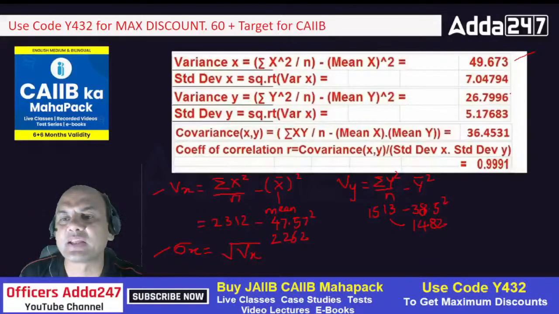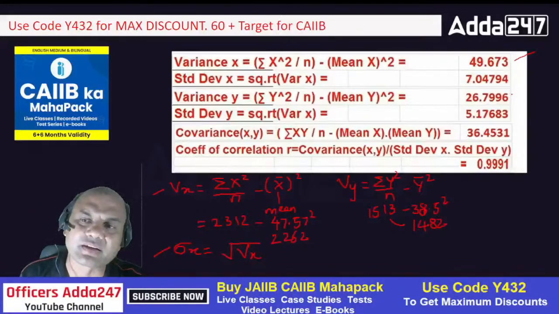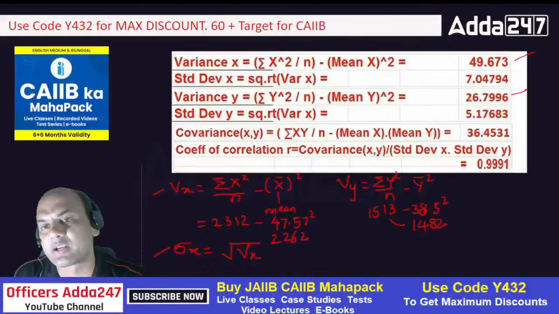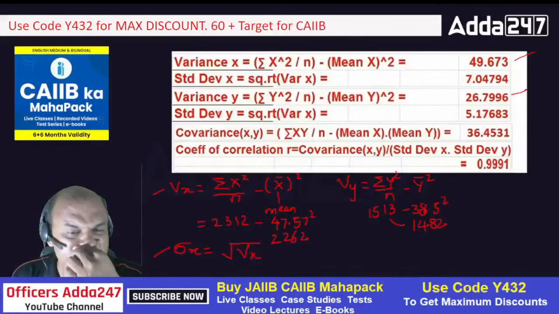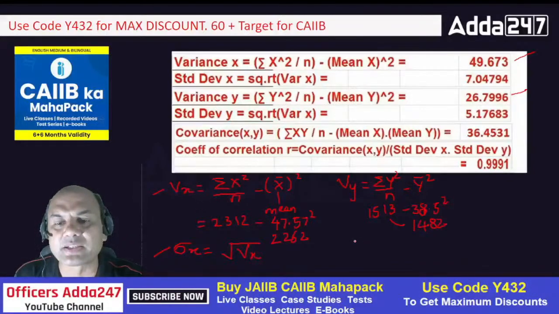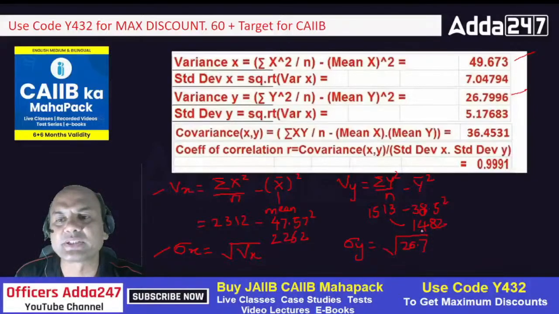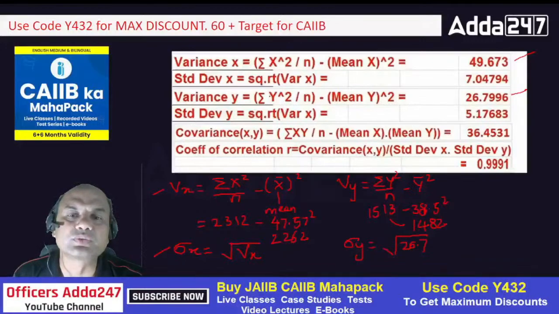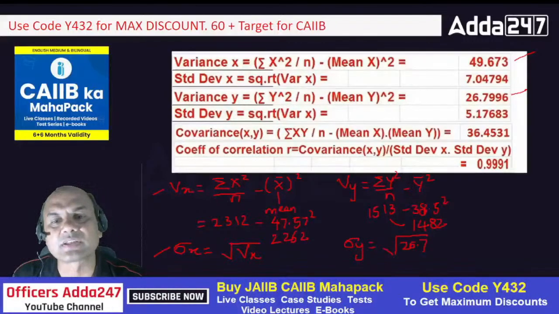Coefficient of correlation R. So what is the formula for R? Covariance of xy upon psi x times psi y. Just now we have found out psi x and psi y, right? So do it: 36.45 upon psi x times psi y. Do the calculations. You get it near 0.99 something. Roughly 1.02. It's okay, nearby 1 is okay.